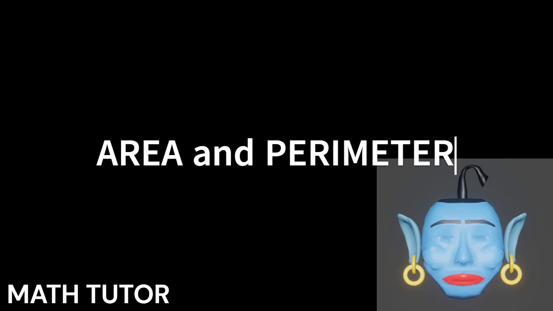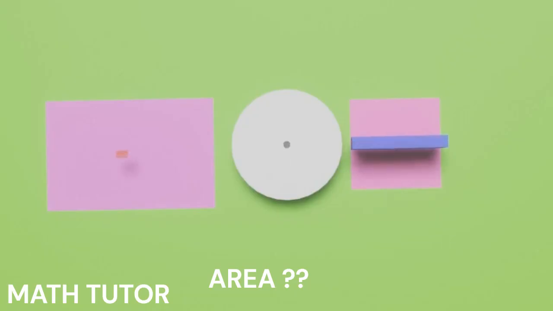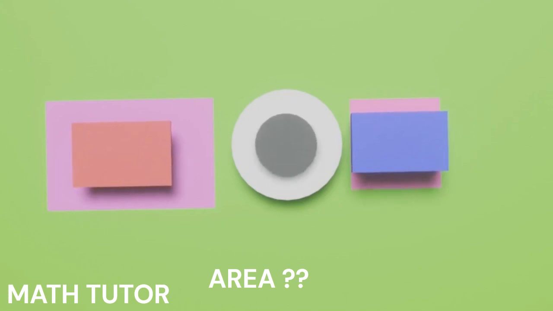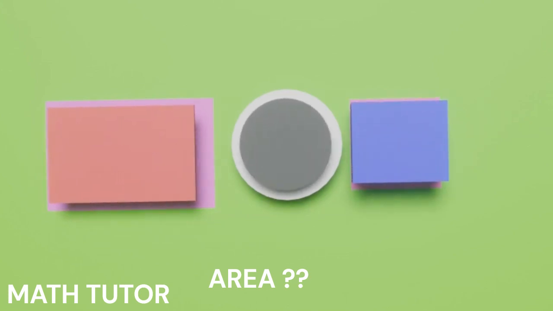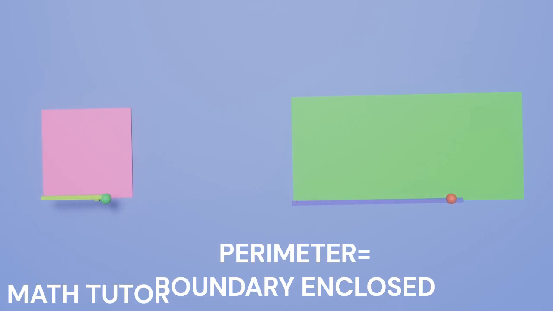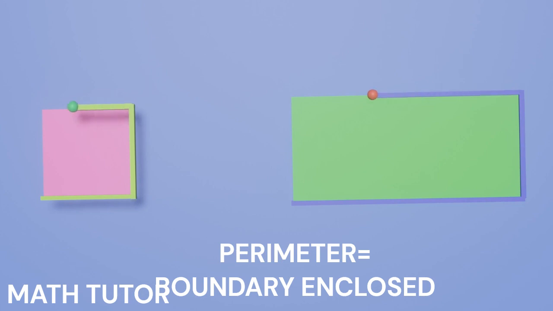Today we are going to learn about area and perimeter of shapes. What is area? The space that fills up the entire shape. What is a perimeter? It's a boundary that encloses that shape.